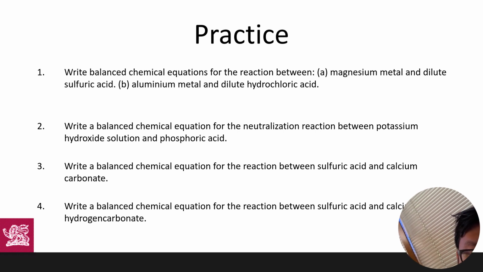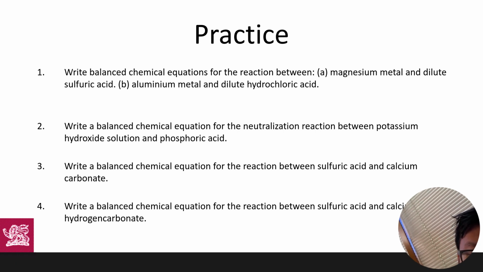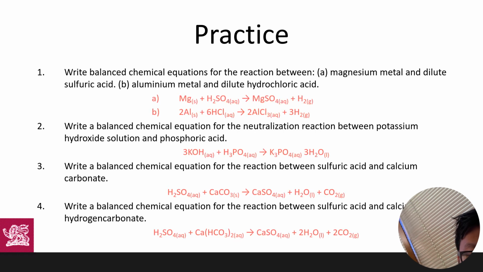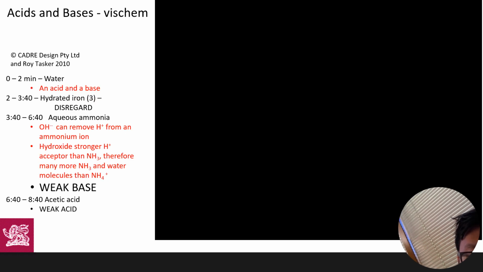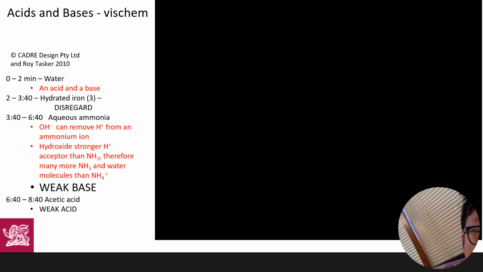Practice questions. Write balanced chemical equations for the reaction between, and answers, and some random video about reactions, which we can watch later at some point.